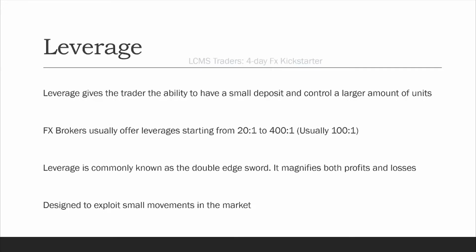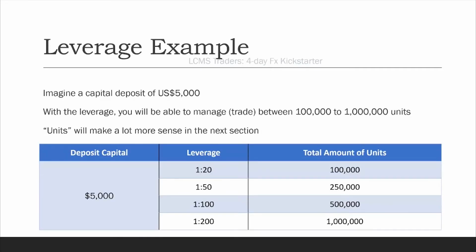So how do you calculate leverage? Imagine you have a deposit, a starting capital of $5,000. With leverage accounts, you'll be able to trade between 100,000 to 1 million units. We'll come back to the word units again. I'll tell you more about that shortly. Units will make a lot more sense in the next section. So we do the calculations here.